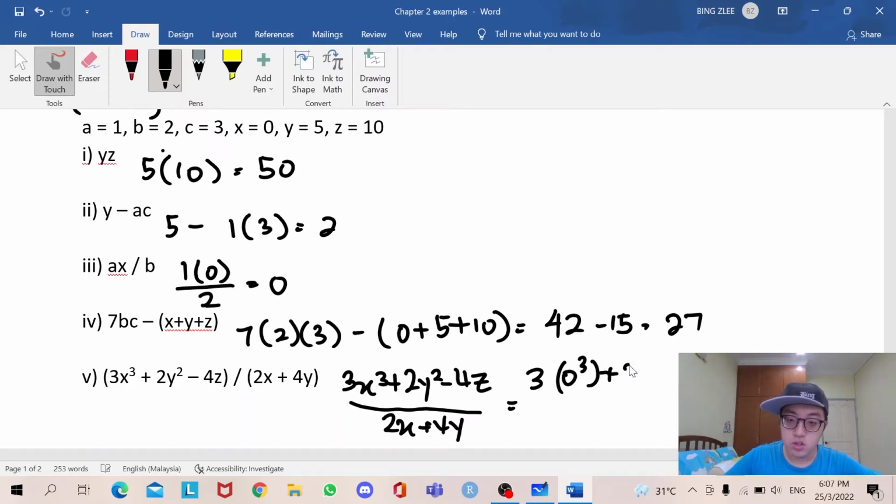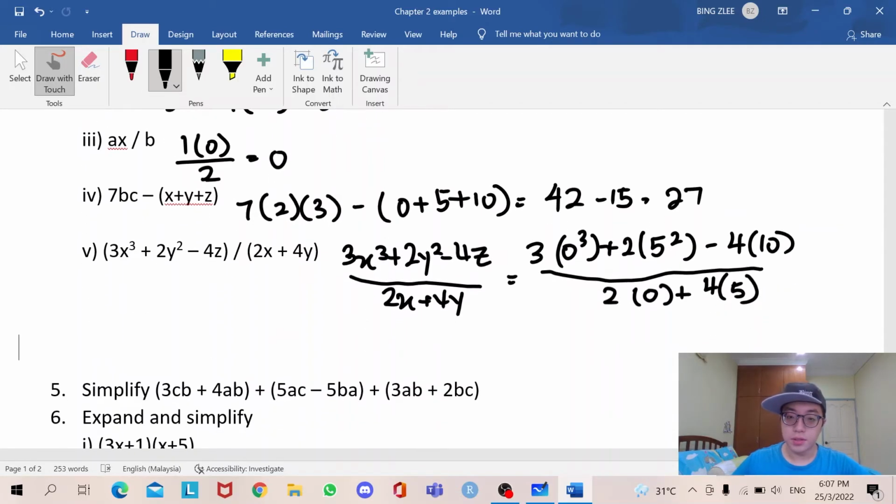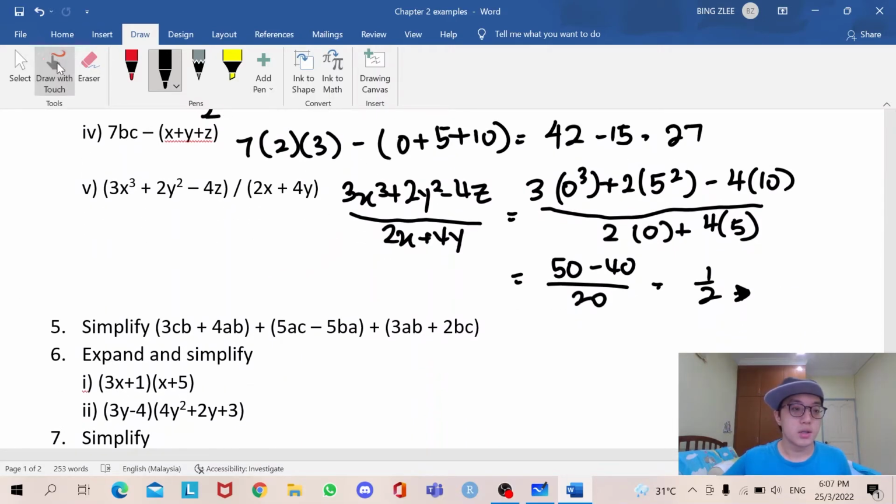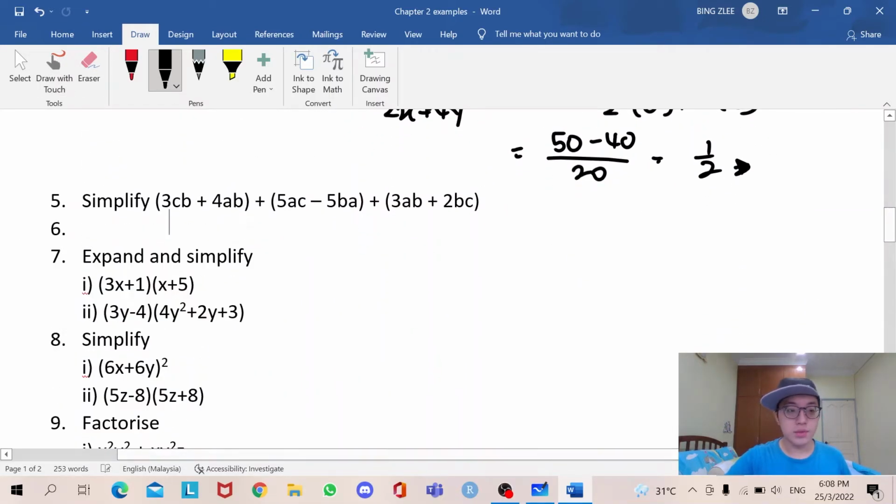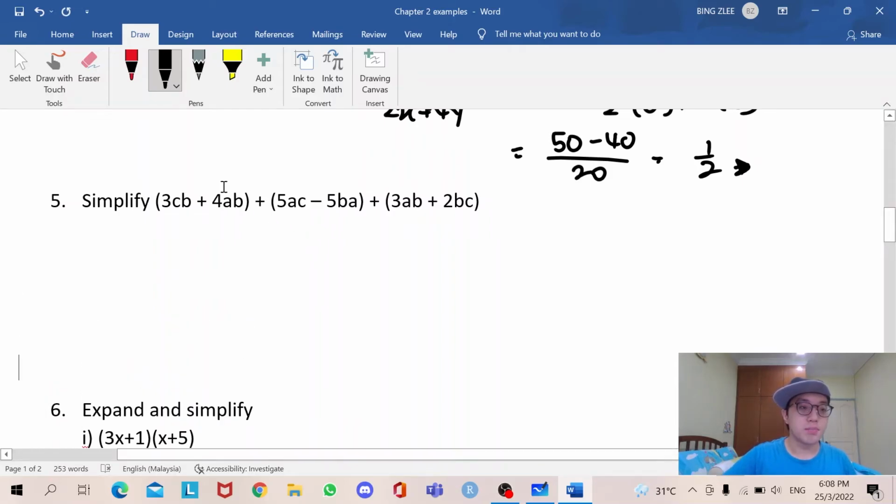Plus 2y squared, y squared is 5 squared, minus 4z is 10. Alright, and divided by 2, the x is 0 plus 4y. Okay, so from here, we get that it's 50 minus 40 over 20. So it's equal to 1 over 2. Alright, so it's just that easy. You just gotta substitute the numbers into the expression given. So next, number 5 here, we are going to simplify this expression here.